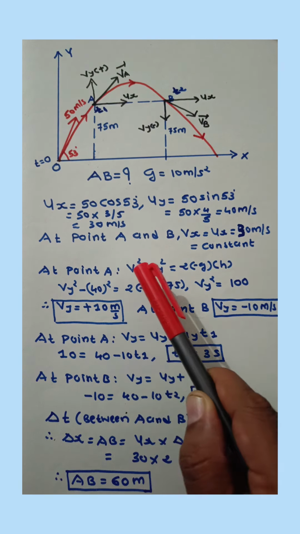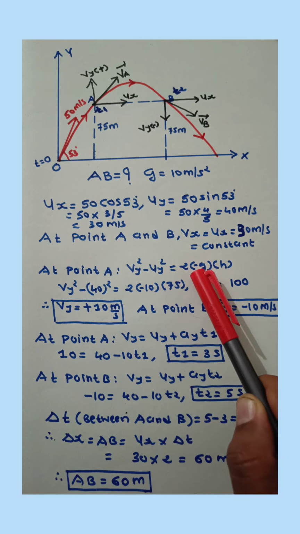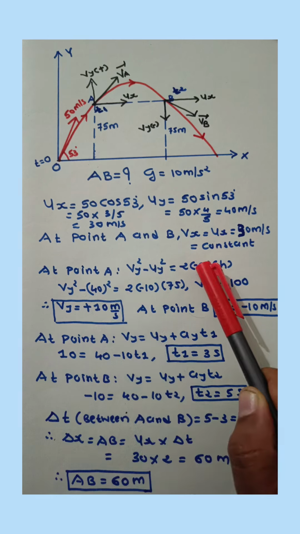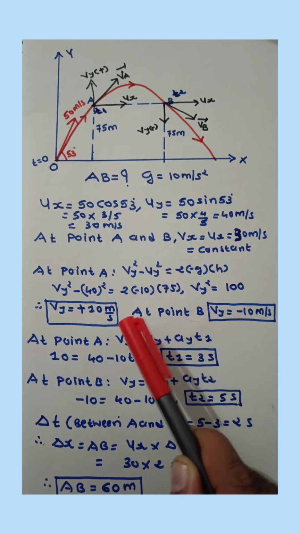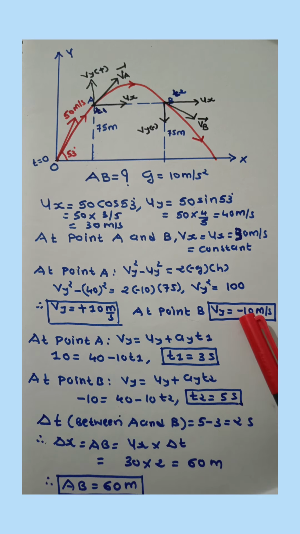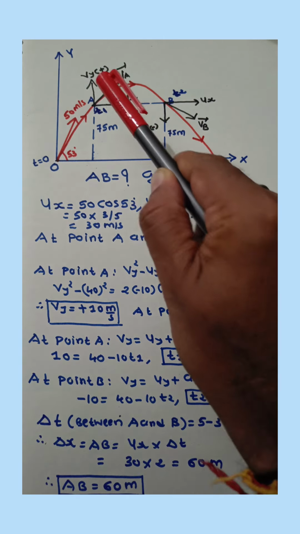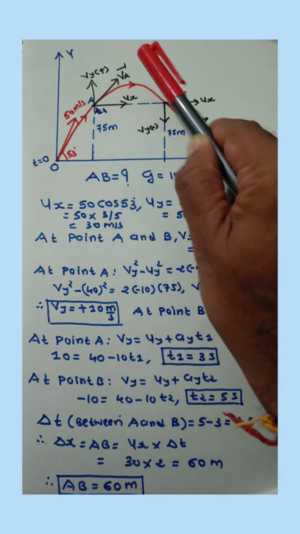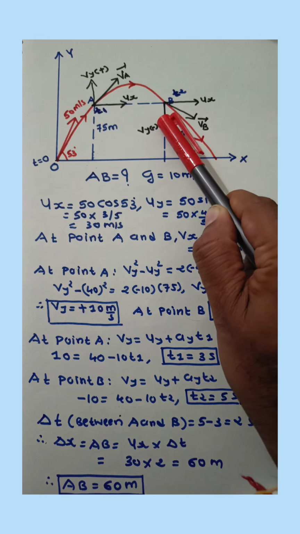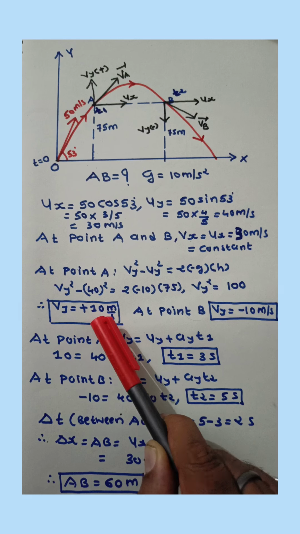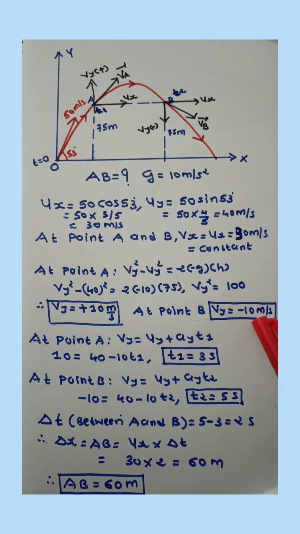At point A, Vy squared minus Uy squared is equal to 2 a s, that is minus 2 g h. Substitute Uy is 40, g is 10, and h is 75. By simplification, Vy is equal to plus 10 meters per second and Vy is equal to minus 10 meters per second. At point A, the velocity is Va and the y component is positive. At point B, the velocity is Vb and the y component is negative. So plus 10 meters per second is the y component of velocity at point A, and minus 10 meters per second is the y component of velocity at point B.